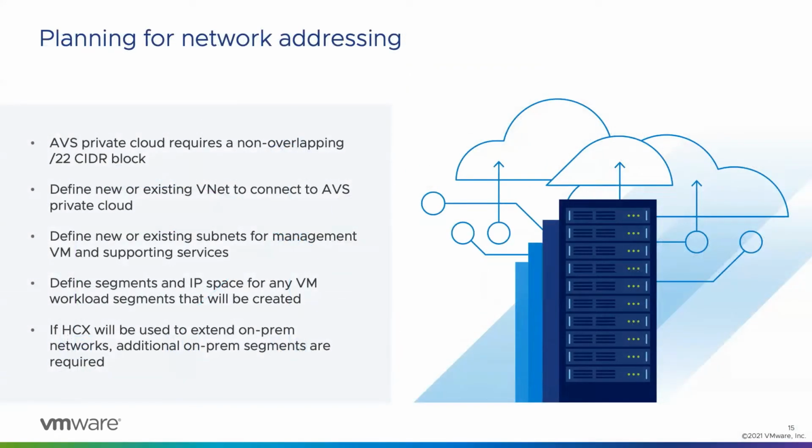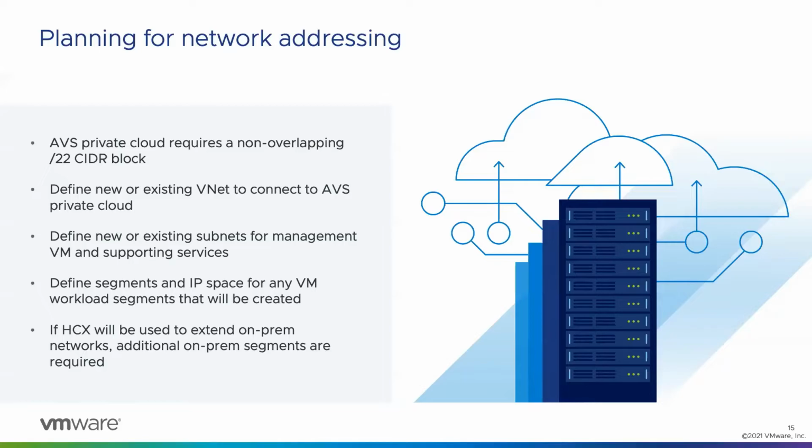You also need to plan for some non-overlapping network and IP allocations. You'll need a /22 block to assign to the AVS private cloud. The private cloud provisioning process will automatically carve this up into networks for private cloud management, HCX, vSAN, vMotion, ExpressRoute peering, and some other rainy day reserved ranges for future flexibility.